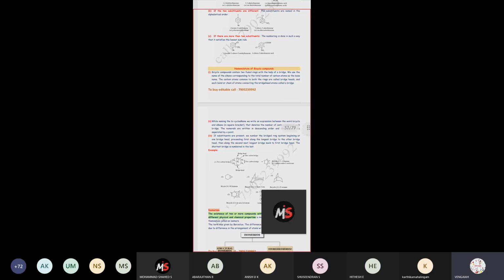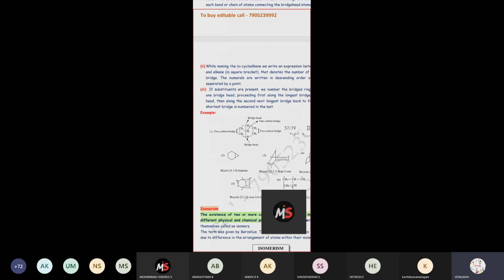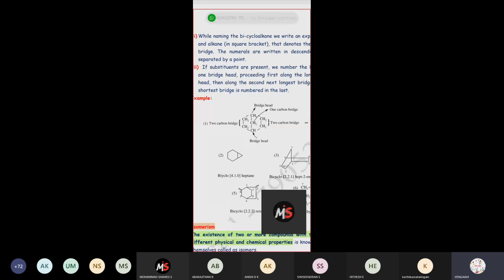For example, look at this compound. They have clearly marked the bridgeheads with arrows; you can check the screen. One carbon bridge is there, and two two-carbon bridges are there. Out of these three, the two-carbon bridge is the longest, so while writing the numbers you start with the longest bridge. We have three bridges: two containing two atoms and one containing one atom. Following priority order, the higher one comes first, so 2,2,1.